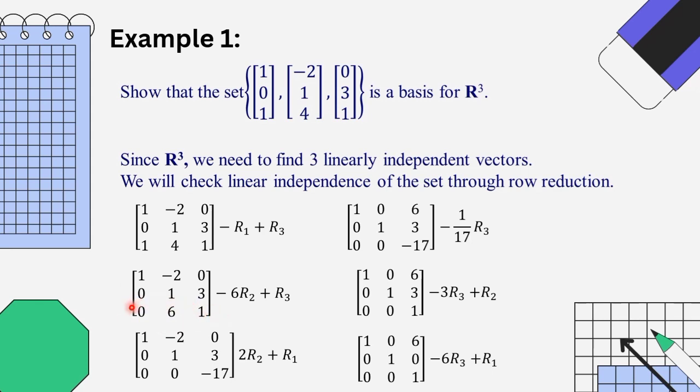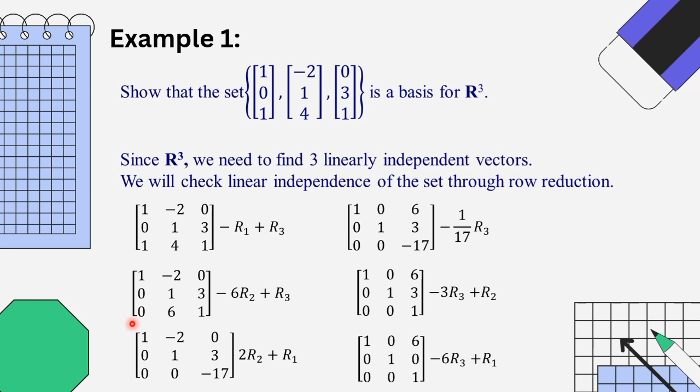Now -1 times R1, that is -1, plus our row 3, we have 0, since -1 plus 1 is 0. The next step is we have -1 times -2, we have +2, plus 4, that is equal to 6. Next, we have -1 times 0, that is 0, plus row 3, that is 1. So that's why in our row 3, we have the values 0, 6, and 1.